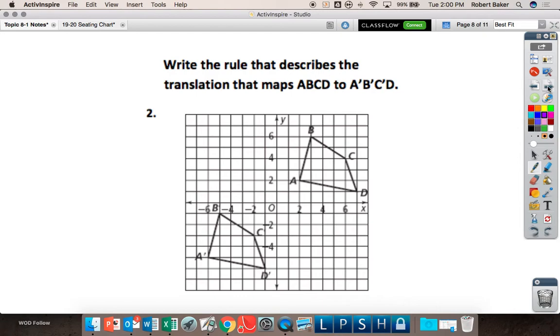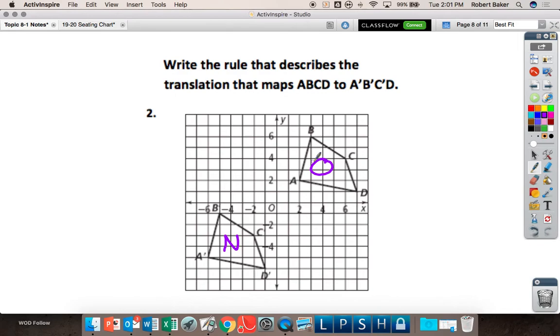So it says, what is the rule that maps A, B, C, D to A prime, B prime, C prime, D prime? What is the dance move that we perform to get from the old shape to the new shape? So you have to look real carefully, zoom in, right? Which one's the new shape? Which one's the old shape? It is the bottom one. This is the new shape. This is the old shape.